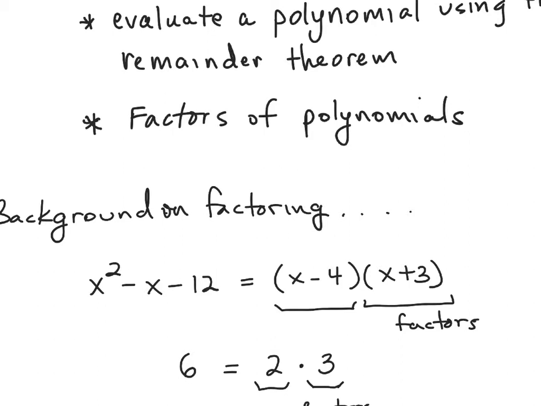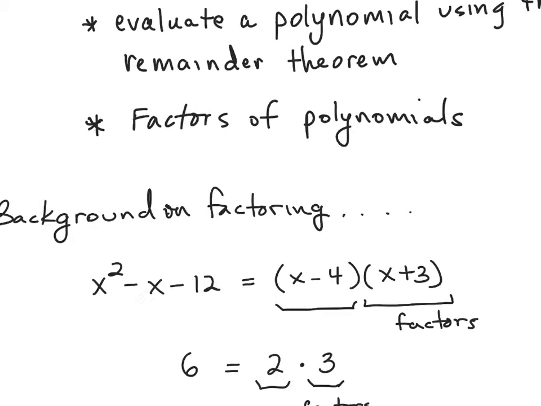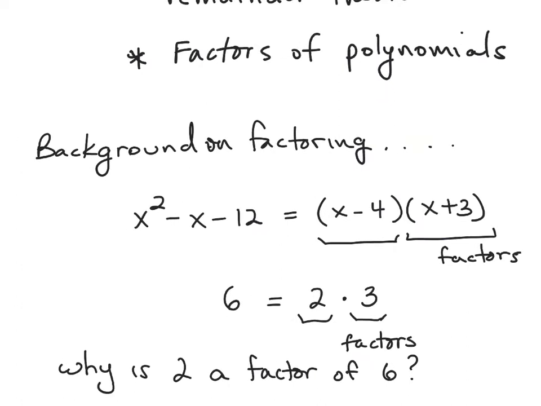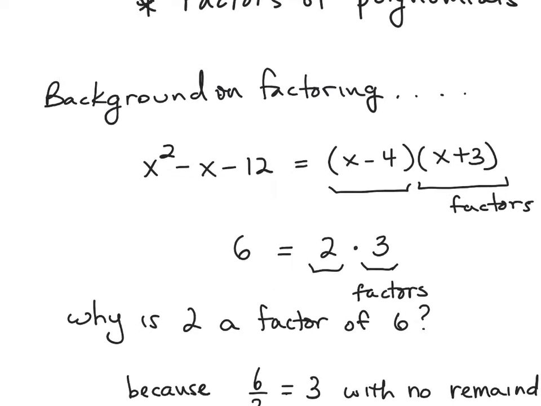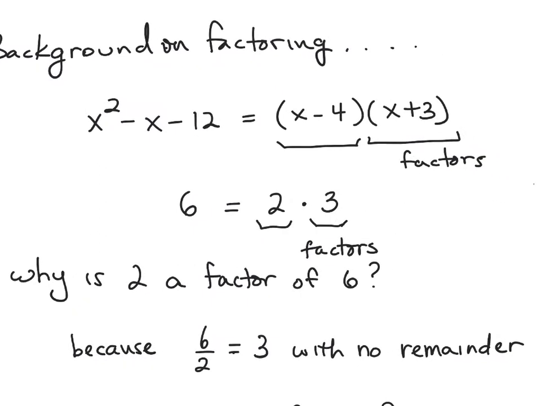For example, 6 has factors of 2 and 3. 2 times 3, 2 is a factor of 6, and 3 is a factor of 6. And the question is, and I know it seems like a simple question with numbers, but it's actually an important concept to understand when we're talking about dividing polynomials and what factors are of polynomials. So why is it that 2 is a factor of 6? How can we prove that 2 is a factor of 6? Well, it's because 2 divides into 6 evenly with no remainder. 6 divided by 2 is 3 with a remainder of 0.